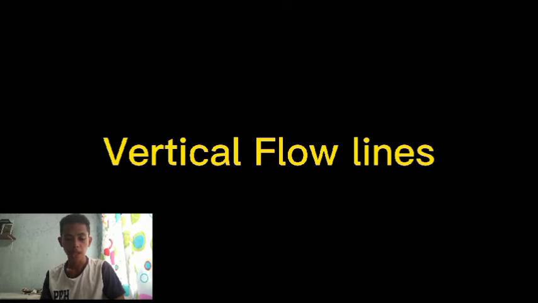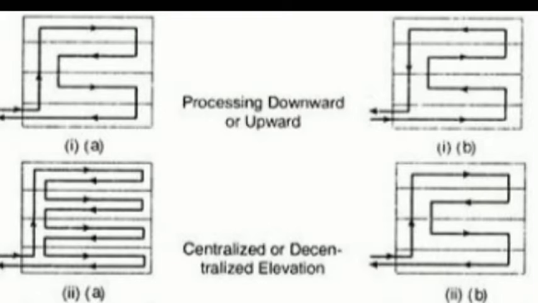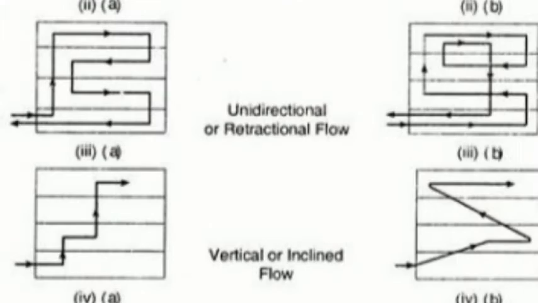While in the vertical flow lines, there are 6 basic types: the processing downward or upward, the centralized or decentralized elevation, the unidirectional or retractional flow, the vertical or inclined flow, the single or multi-flow, and lastly the flow between buildings. So that would be all.